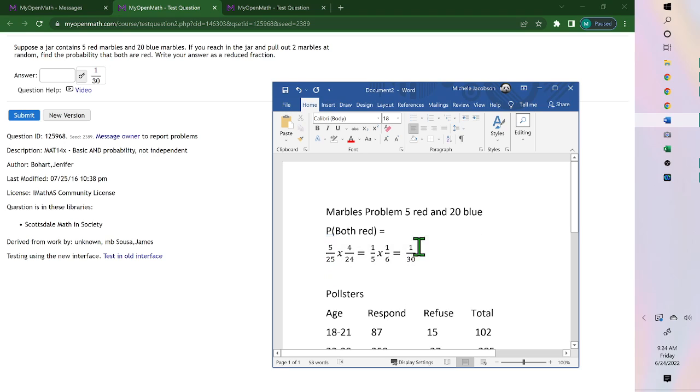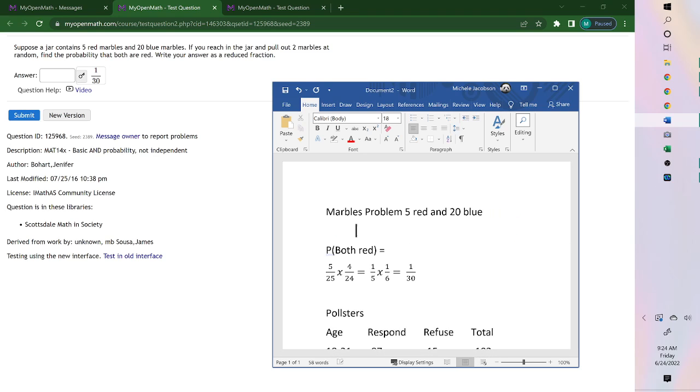Now when I pull that, because I'm not putting it back in, it changes how many marbles are in there. Now, because I pulled a red, there's 4 red and 20 blue. So there's only 24 marbles. So when you do the second one, there's 4 red out of the 24. So that's how I got 4 out of 24. So the first one, there was 5 red out of 25. Because I didn't put the marble back, it changed the probability, so there's 4 out of 24.